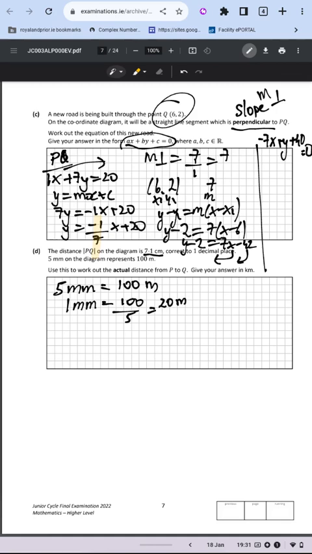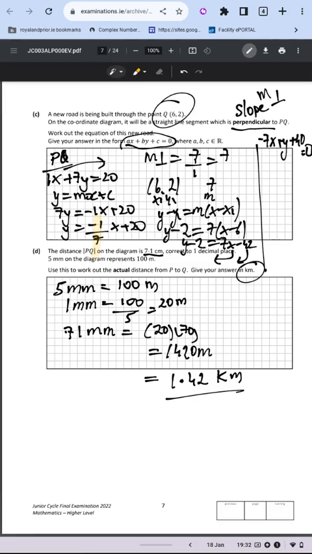And what I have is 7.1 centimetres, which is the same as 71 millimetres. So we times that. When you do that, you get 1420 metres. It says give your answer in kilometres, divide that by 1,000, 1.42 or 1.420 kilometres.